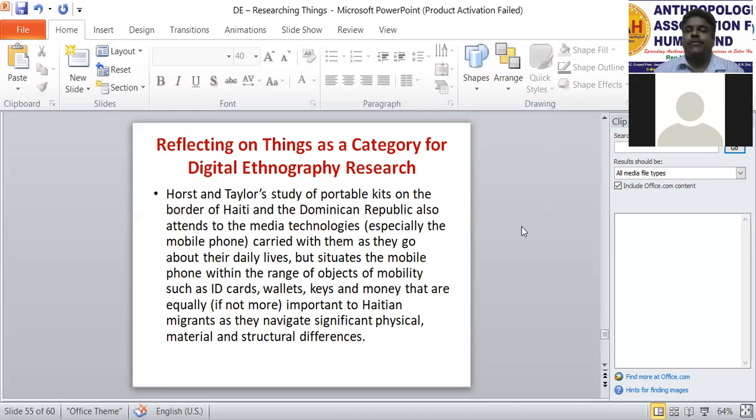Postill and Tyler's study of portable kits on the border of Haiti and the Dominican Republic also attends to the media technologies, especially the mobile phone, carried with them as they go about their daily lives, but situates the mobile phone within the range of objects of mobility, such as ID cards, wallets, keys, and money, that are equally, if not more, important to Haitian migrants as they navigate significant physical, material, and structural differences.